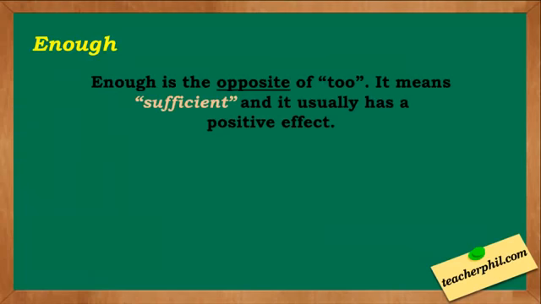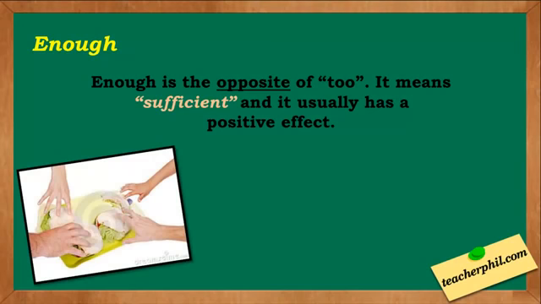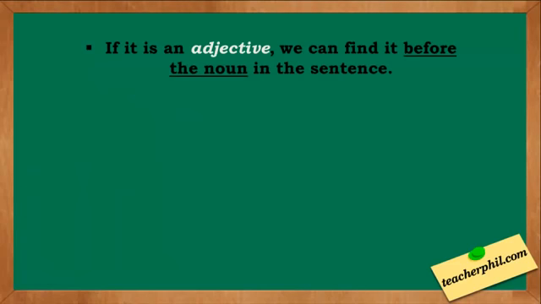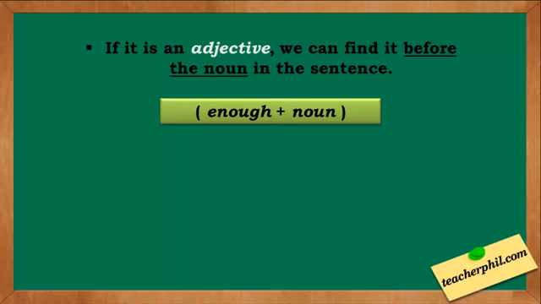The second one is the word enough. Enough is the opposite of too. It means sufficient, and it usually has a positive effect. Enough could be an adjective or an adverb. If it is an adjective, we can find it before the noun in the sentence. So we have enough plus the noun.